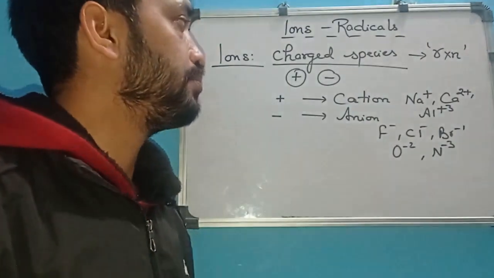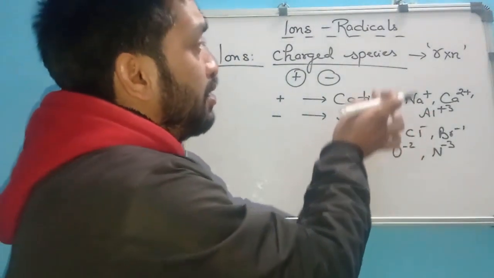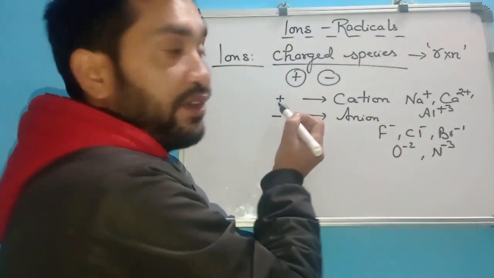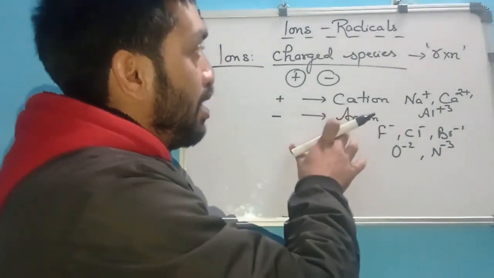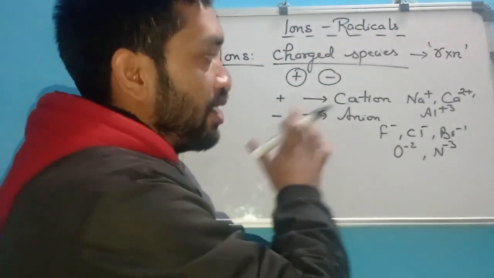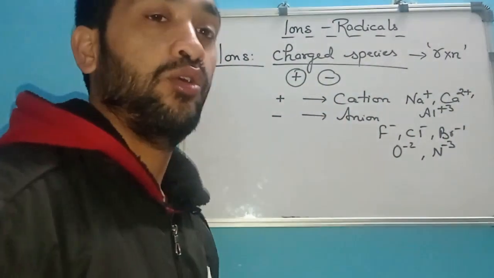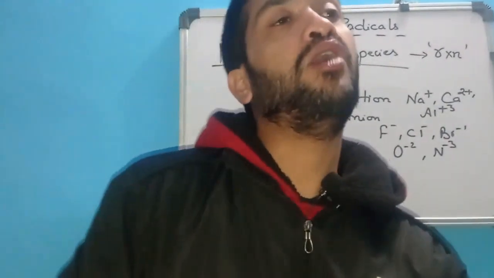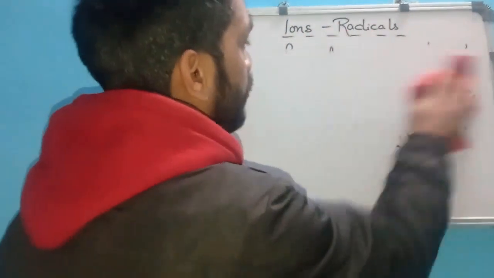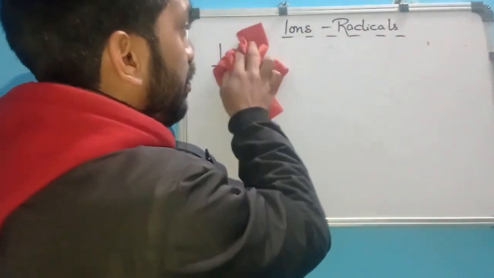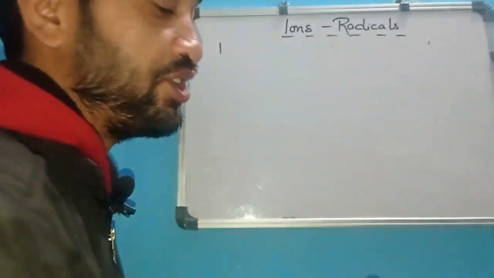So simply, if a question is asked what is cation, you have to write cations are the charged species having positive charge over it. Example, any of the metal you can write. And anions are the charged species possessing negative charge. These are the examples for anion. I hope cation and anion is clear. Now how it is different from a radical, that we will study. For differentiating ions from radical, first know what is radical, then only you can differentiate.